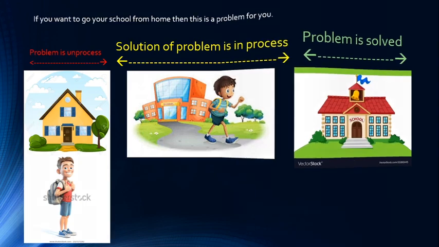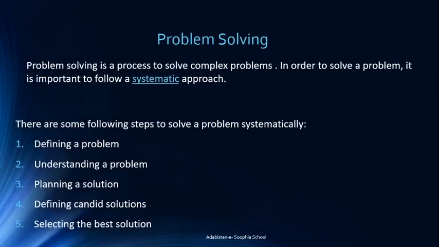Let's discuss problem solving. Problem solving is the process to solve complex problems. In order to solve a problem, it is important to follow a systematic approach. What is systematic? Systematic means step by step or an organized approach. Keep in mind, students, to solve any problem, you must follow a problem solving steps in sequence. These are 5 steps.